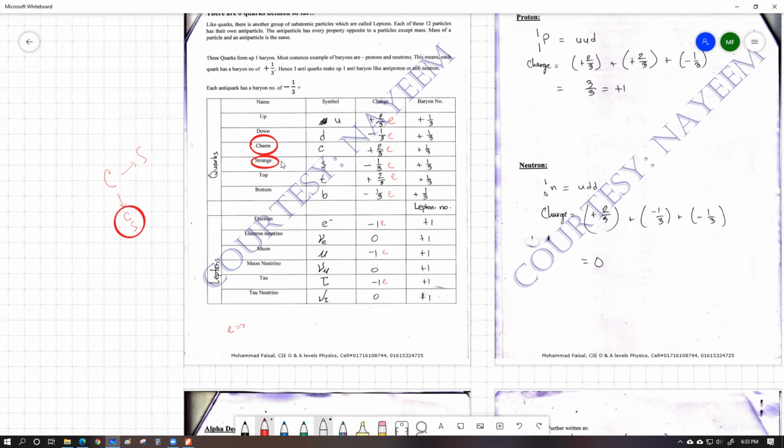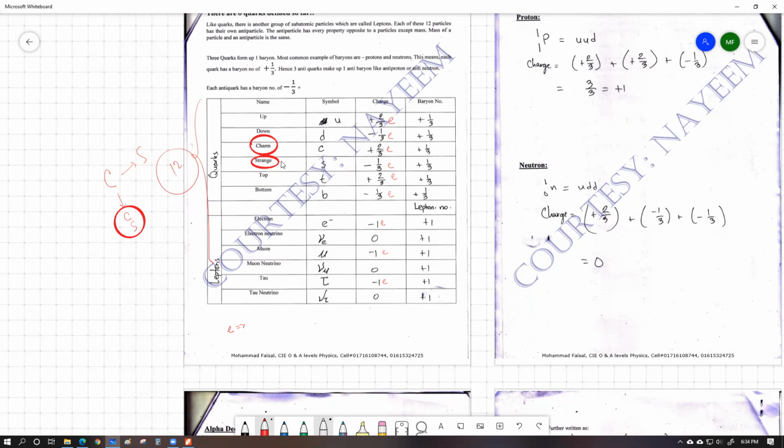I'm going to talk about baryon number after a while because I haven't yet defined baryon number. We'll get back to this point after a while. So these are the 6 quarks that we have. Each of these quarks can have its own anti-quark, which means basically that in this table we have 12 fundamental particles. Each particle can have its own antiparticle.